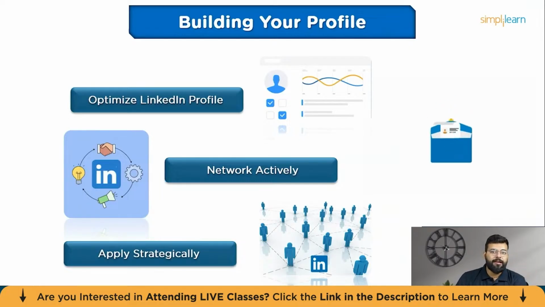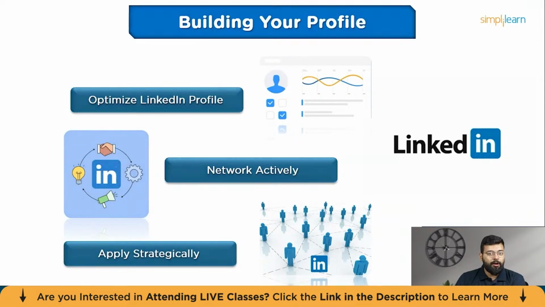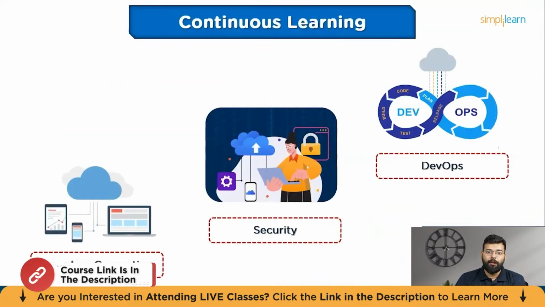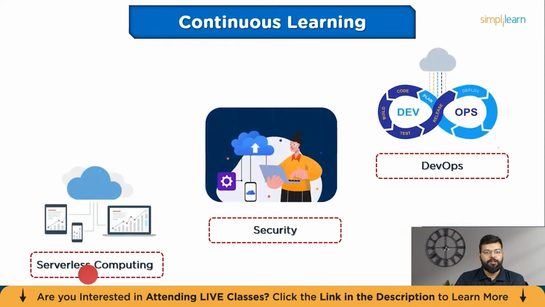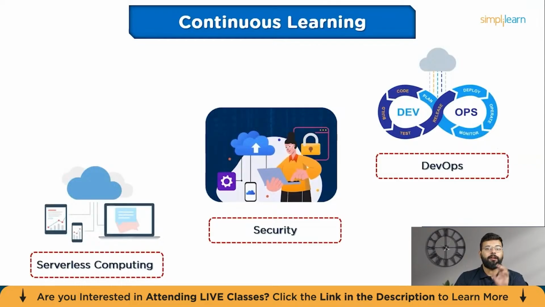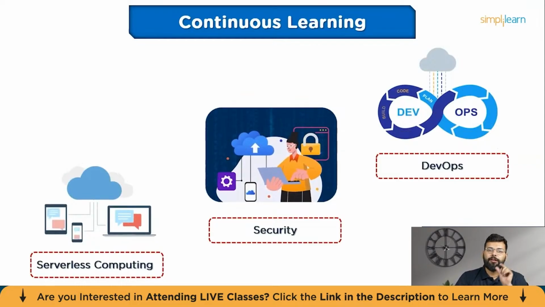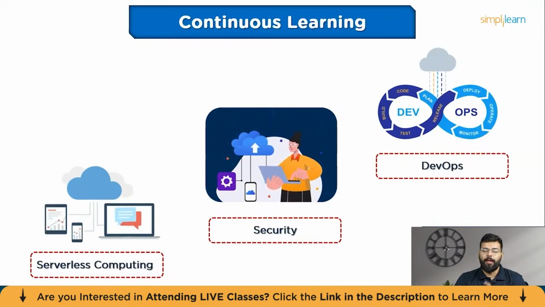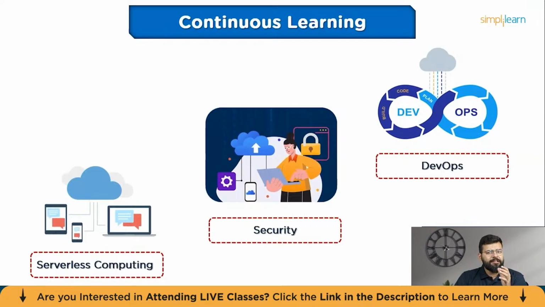And then comes specializing and continuous learning. Specializing in a particular area of cloud computing can make you more valuable and increase your earning potential. Possible specializations include DevOps, which focuses on automation, continuous integration, and continuous deployment practices. Then comes serverless computing, working with functions as a service, that is FaaS, and other serverless architectures. And then comes security, specializing in cloud security to protect data and infrastructure.